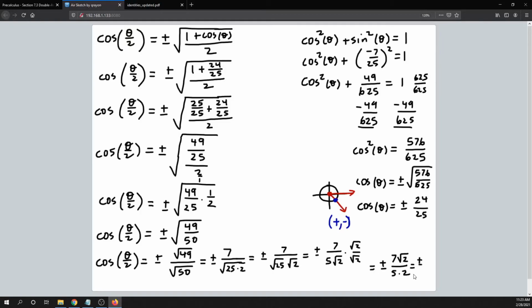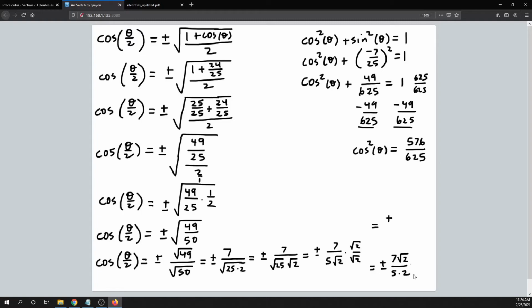So I get plus or minus. I'm going to have to go up here. Not enough room. So I get plus or minus 7 square roots of 2 over 10. Okay?